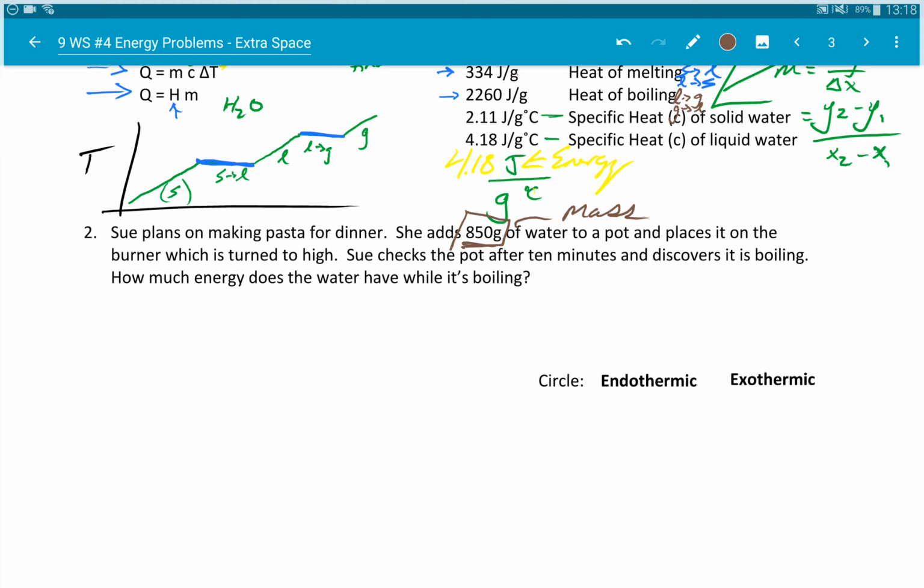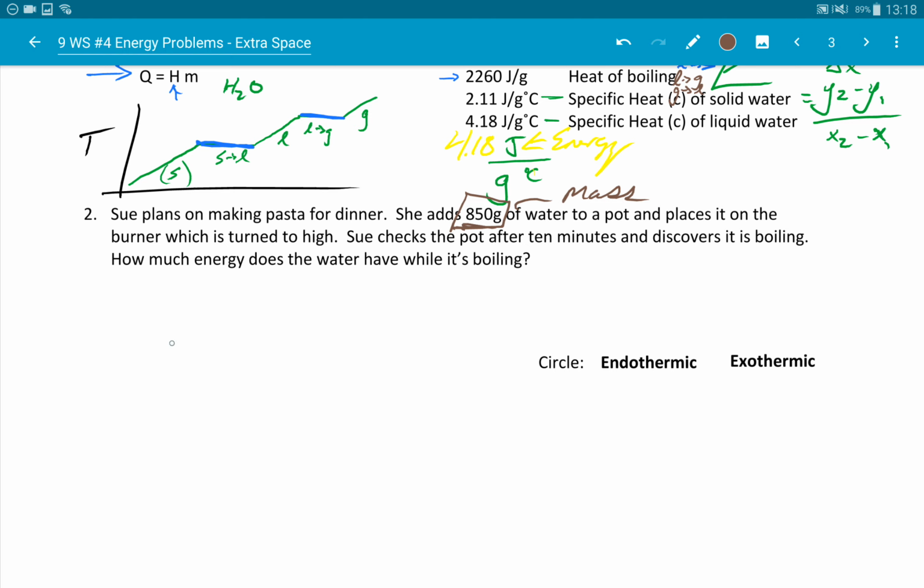Sue checks the pot after 10 minutes and discovers it's boiling. Great. How much energy does the water have while it's boiling? Now this question right here, let's investigate it together. I'm going to make a little temperature plot here. Here's my temperature, and here's time, because we're heating it over time.